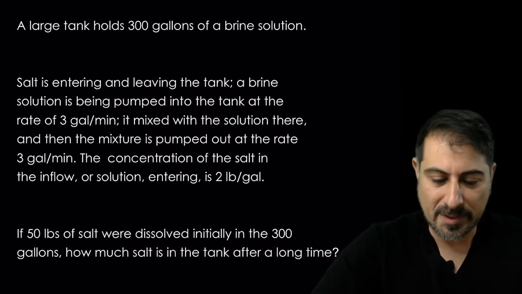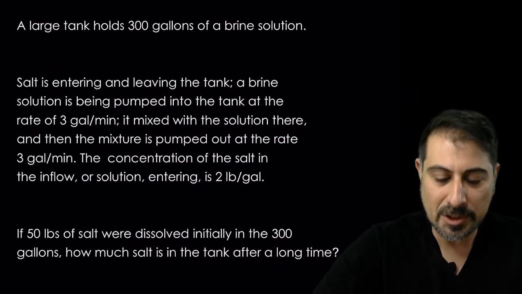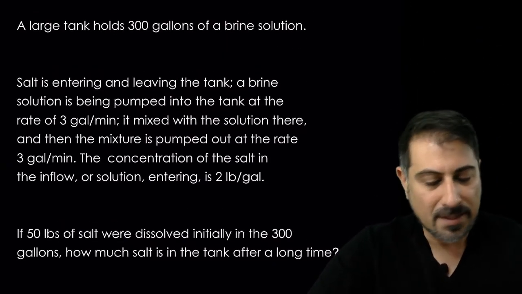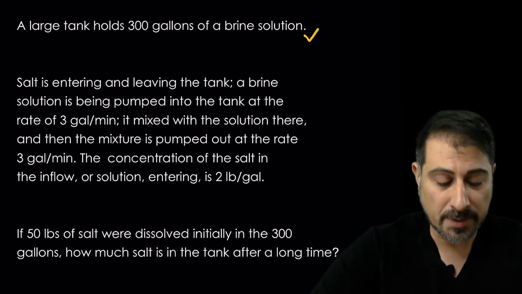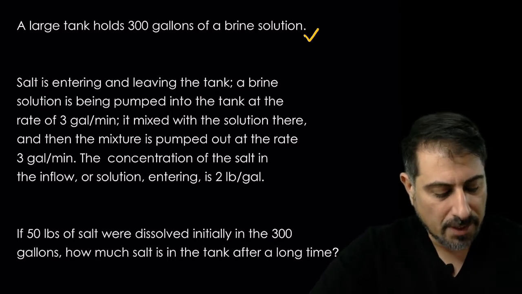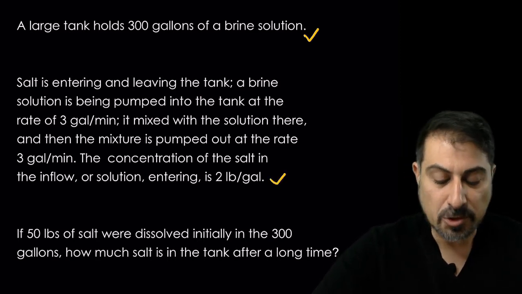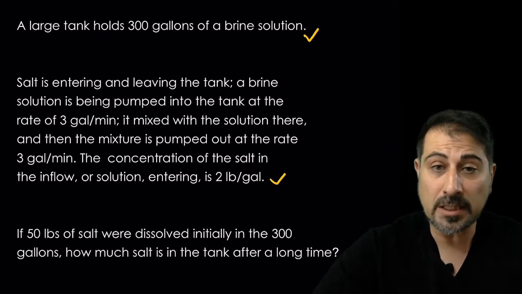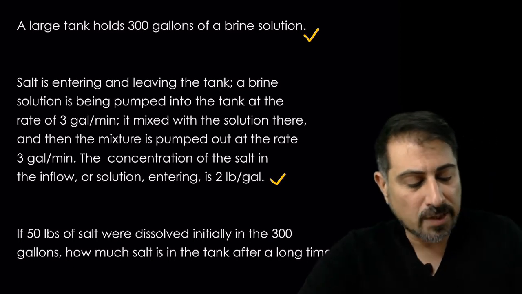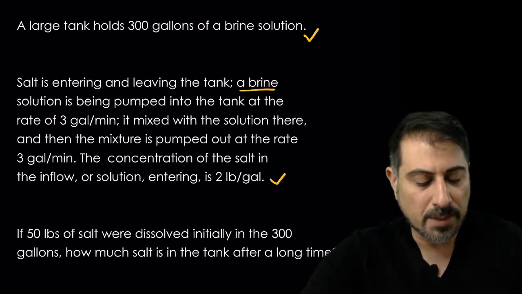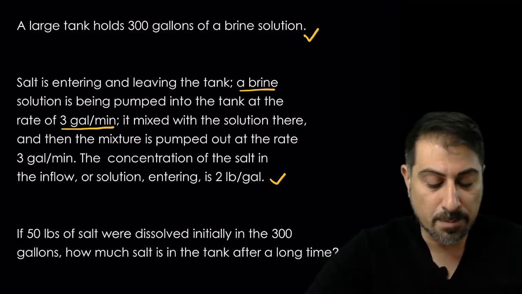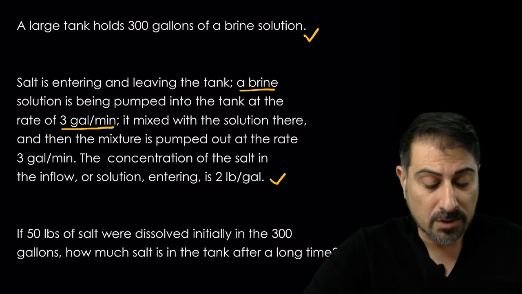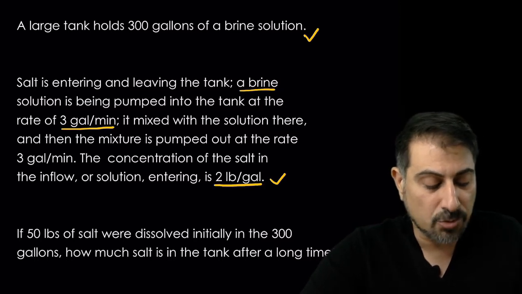All right, first let's split the question statement into three sub-statements. In the first statement, we're being told that we have a large tank holding 300 gallons of a brine solution. In the second statement, we're being told that salt is entering and leaving the tank in a way that a brine solution is being pumped into the tank at the rate of 3 gallons per minute, and the amount of salt in the inflow is 2 pounds per gallon.